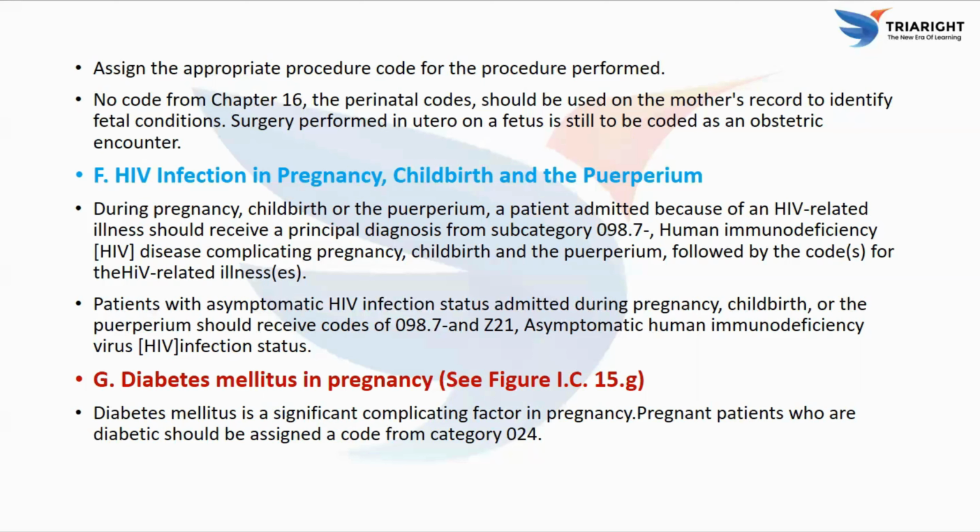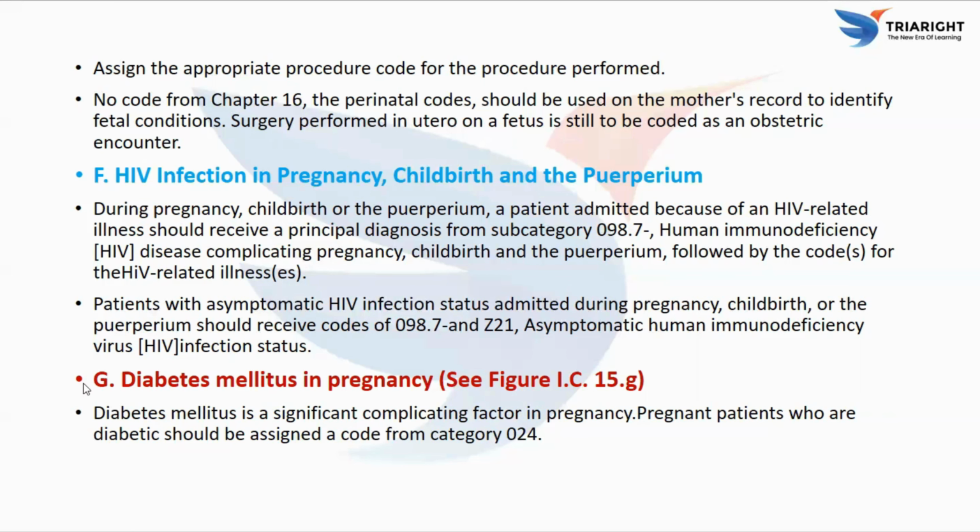You have to add another code for an HIV related illness only when one is present, and asymptomatic HIV is coded with Z21 plus the O98.7 category code. So this is about the F guideline.